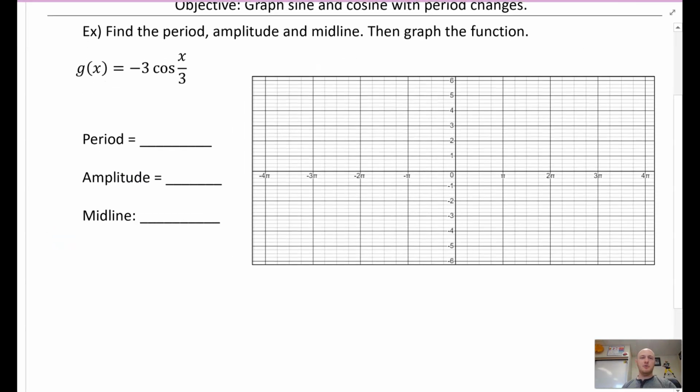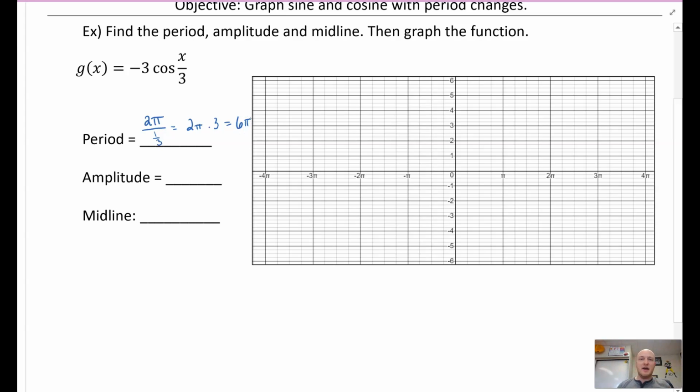G of x is equal to -3 cosine of x divided by 3. All right, so the first thing I'm going to do is determine the period for this cosine function. Again, the period is 2 pi divided by our 1 over b value. So 2 pi divided by 1/3. That will be 2 pi multiplied times 3, right? We're dividing by a fraction, so we multiply by the reciprocal. And so we get a period of 6 pi.